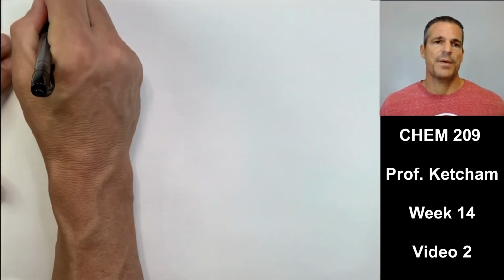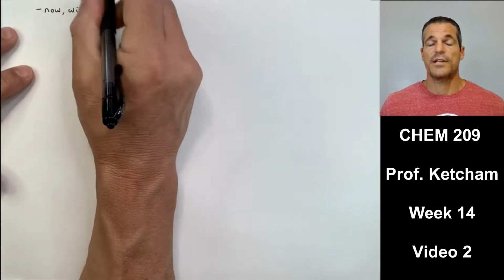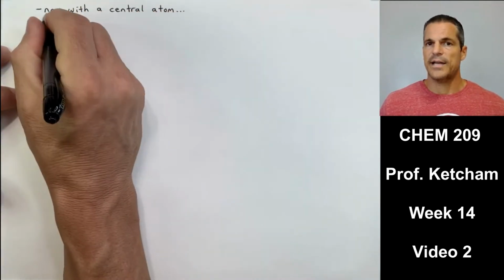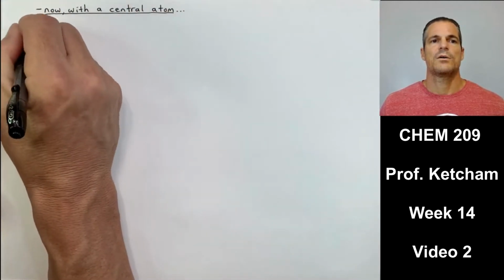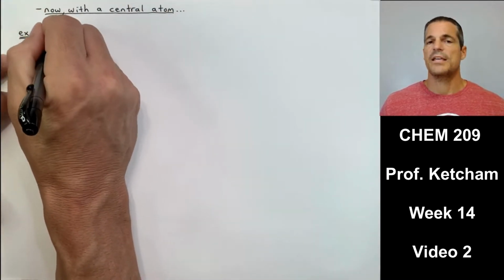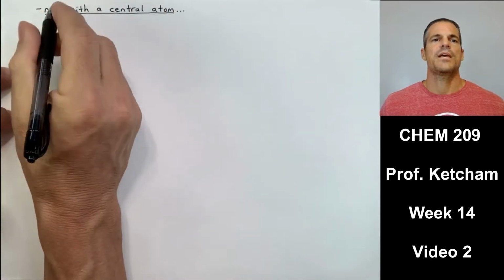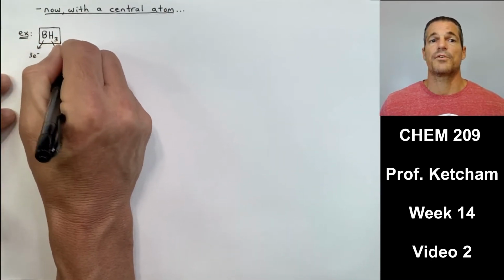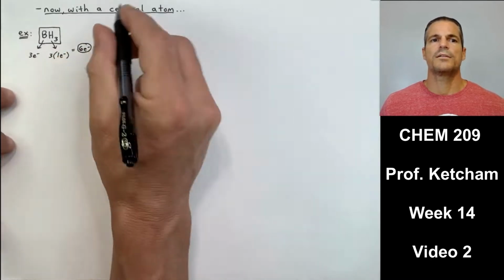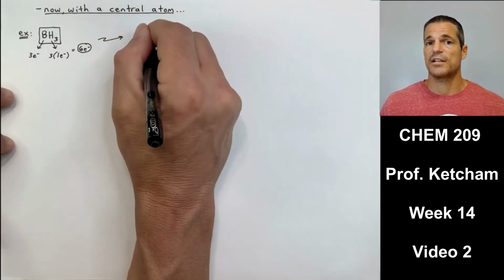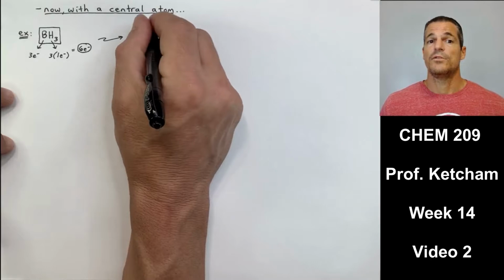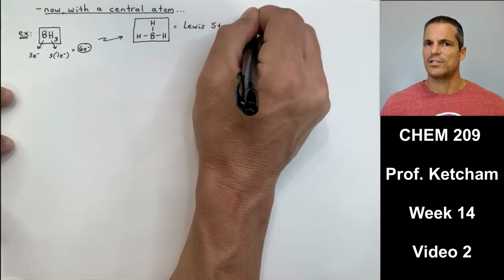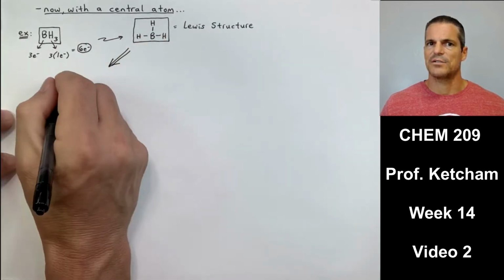Okay, so top of page 2 with our notes. Now we're really going to start to get going here. It says now with a central atom. So example, BH3. If boron is 3 electrons, group 13, hydrogen, group 1, 1 electron, we have a total of 6 electrons. Most of you know how to get this Lewis structure. How come boron doesn't have 8? It's one of the exceptions. It likes to have 6 electrons.